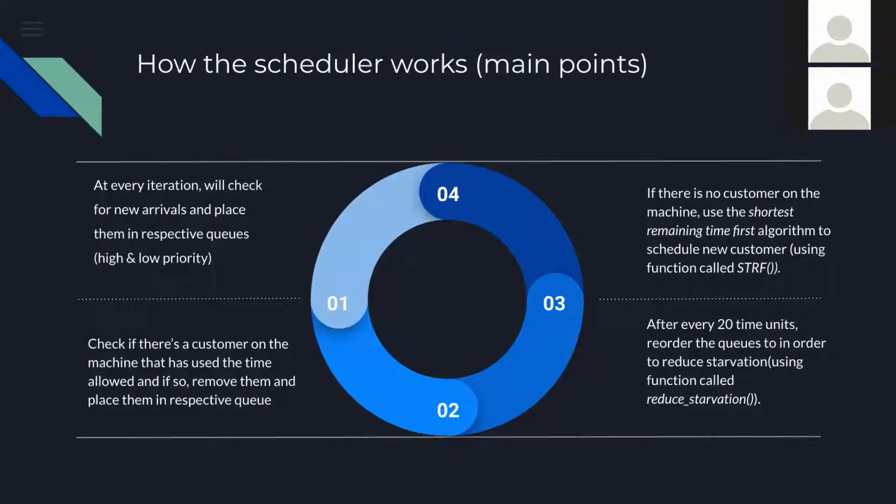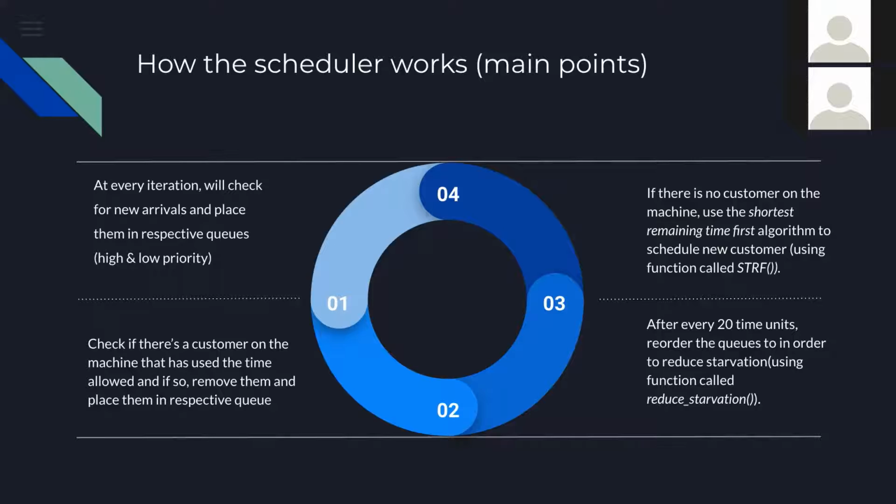So in this section, I will just describe how the scheduler works on a high level. So at every iteration, it will check for new arrivals and place them in their respective queues. And then it will check if there's a customer on the machine that has used the time they're allowed to. And if there is, it will remove them and place them in the back of their respective queues.